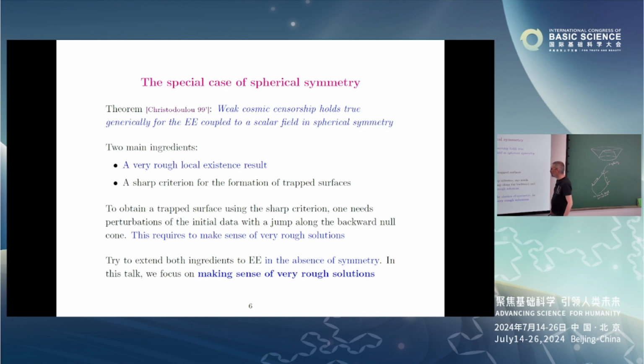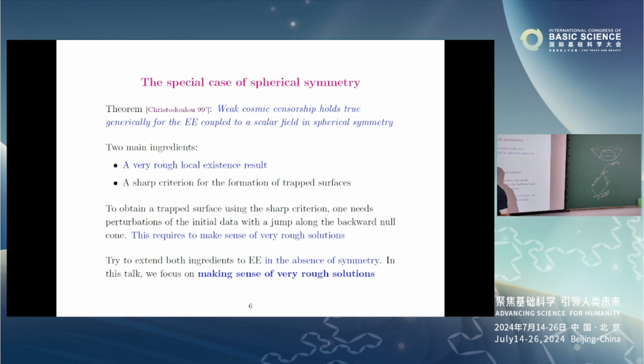So if you want to obtain a trapped surface using this sharp criterion, you need to perturb the initial data. It turns out that you need to perturb the initial data with a jump along the backward null cone. Simply because somehow you need arbitrarily small perturbations, and to make something non-trivial, even if it's arbitrarily small, in fact it produces data with a jump along the backward null cone.